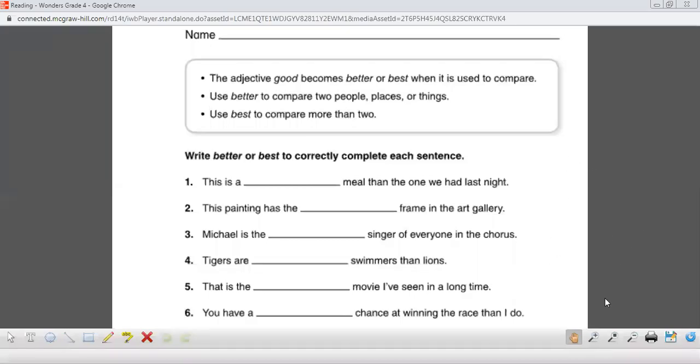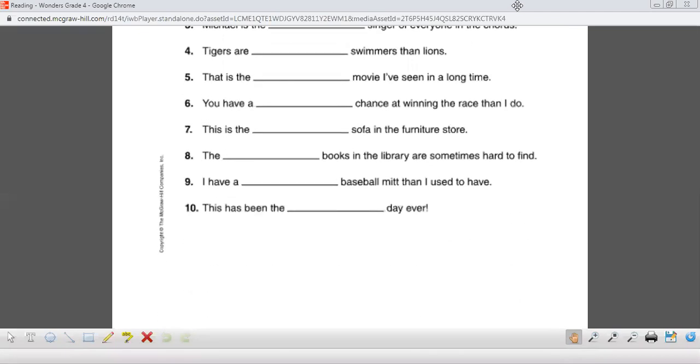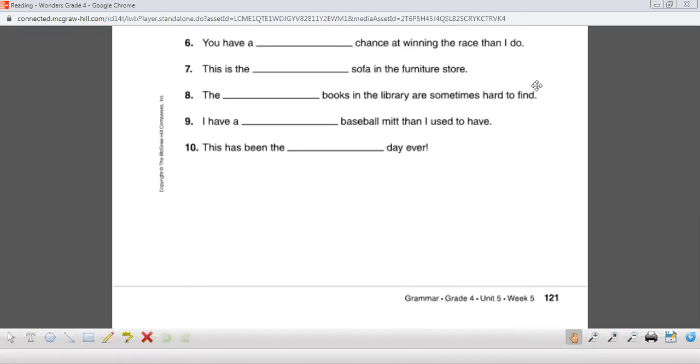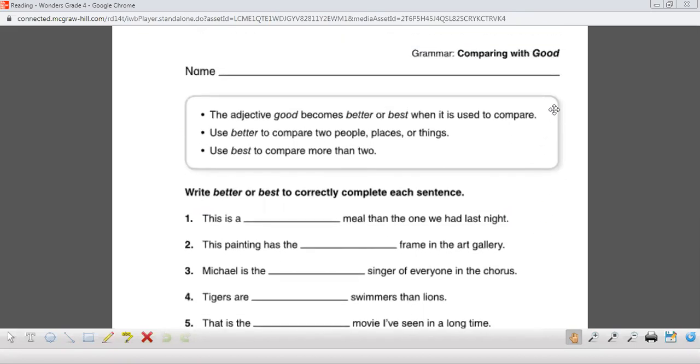Good morning, everybody. Today we have a grammar lesson, and its title is comparing with good. It's on page 122, and we will also be discussing page 122, which is comparing with bad.